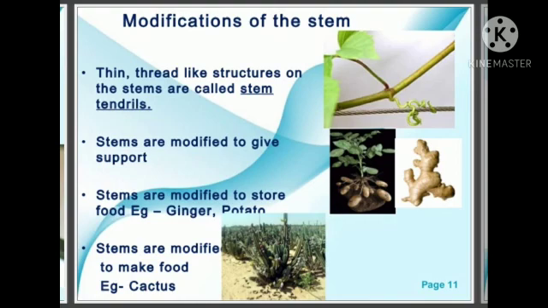Another modification is for the storage of water. Plants that grow in deserts, like cactus, have thick fleshy stems to store water, and they can even manufacture food. They have flattened stems, which look like leaves, and they perform photosynthesis. And some stems of plants also protect. They have a thorn-like structure to protect the plant from predators.